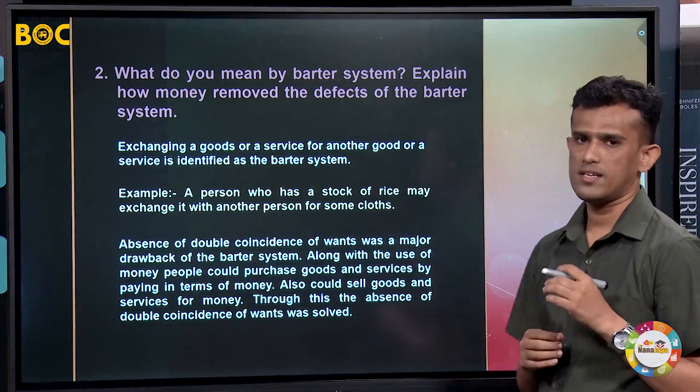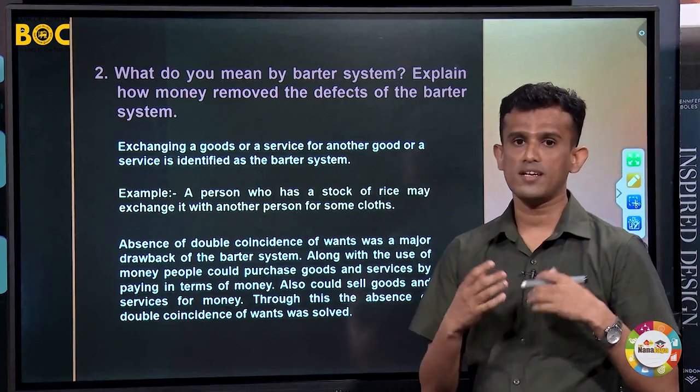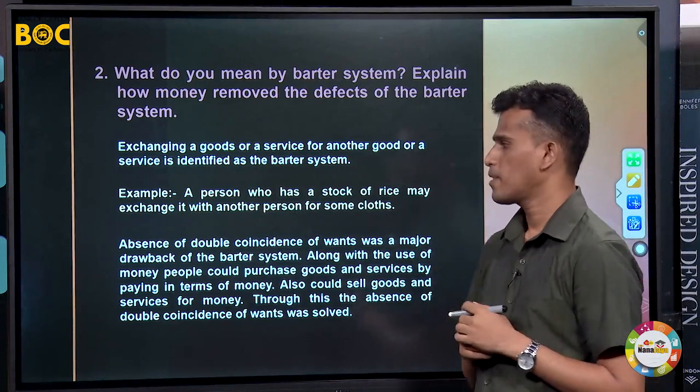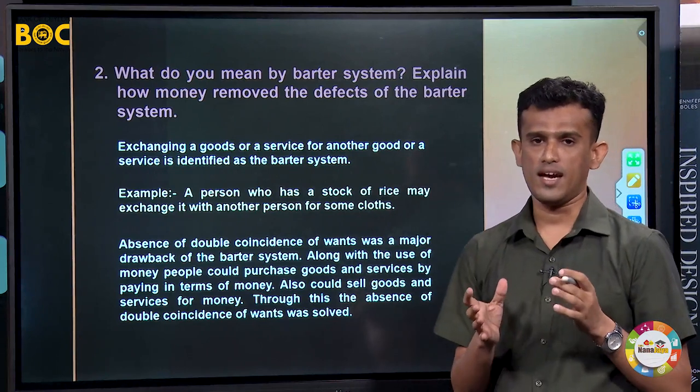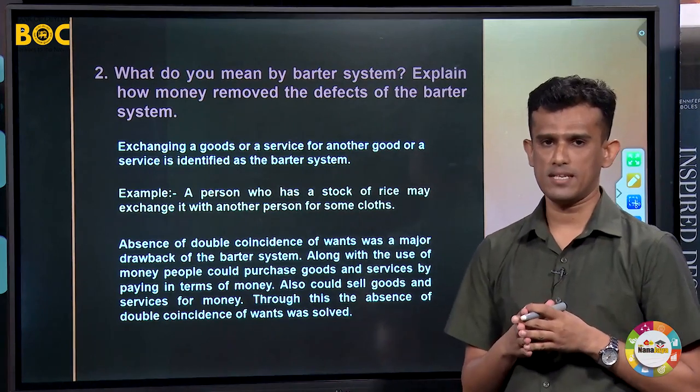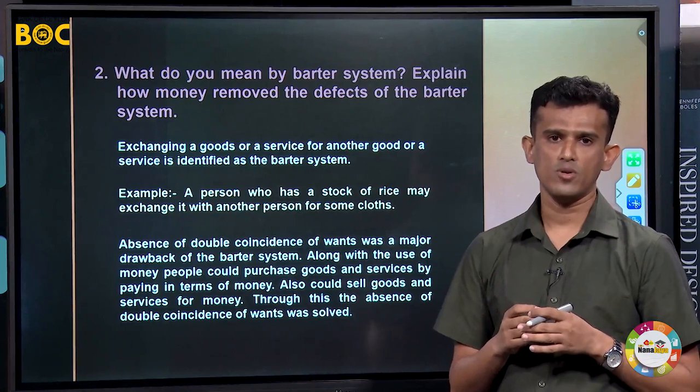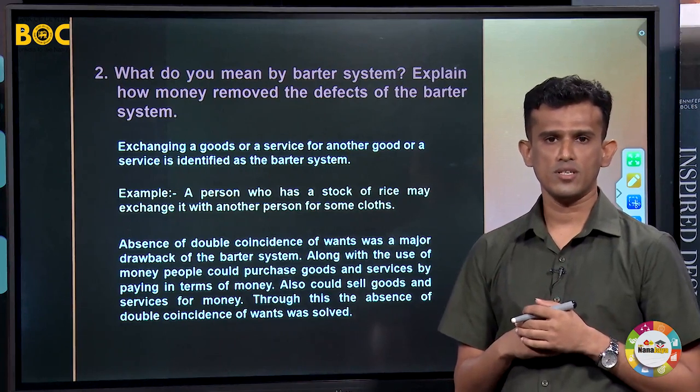You should define the barter system. Better you define it along with a small example. And then you should identify at least two major drawbacks of the barter system and should explain how they are solved based on the use of money.